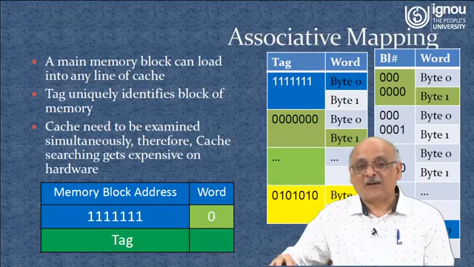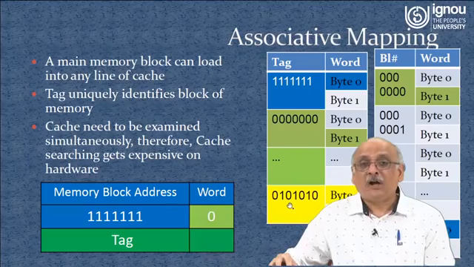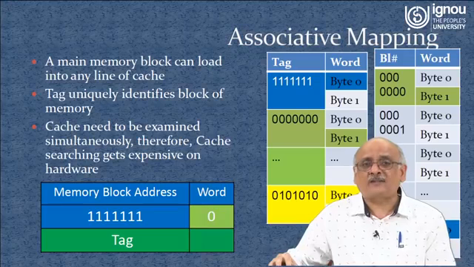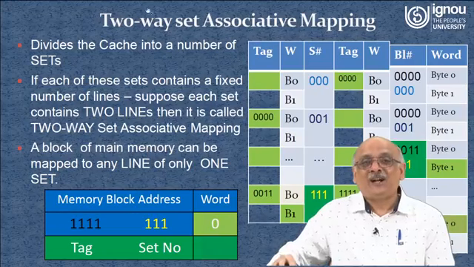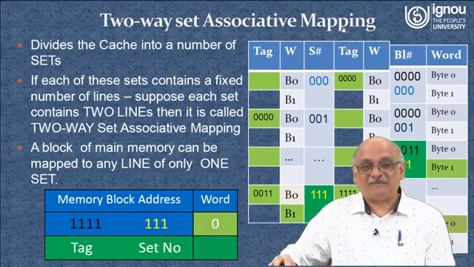In associative mapping, this whole thing is done in a very simplistic manner. All of the memory address except the word address is the tag, so we compare all the tags together. And if we need to compare all the tags together, obviously we will require very strong, very expensive circuitry. That's why associative mapping schemes are very, very expensive, and we don't go for it. Therefore, we go for two-way set associative mapping.